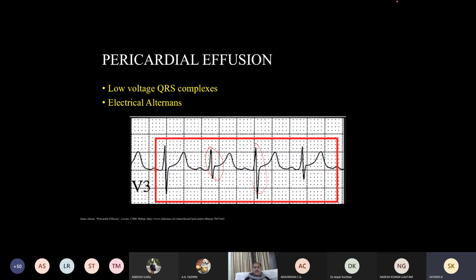Then coming on to acute pericarditis. In acute pericarditis, you can see ST elevation.